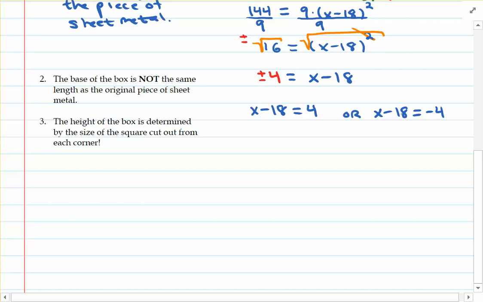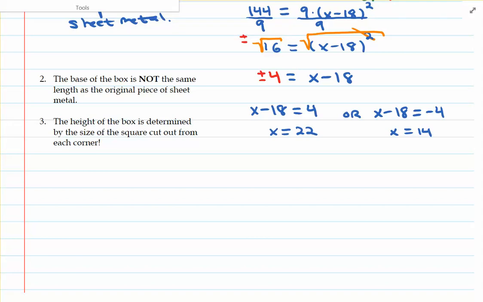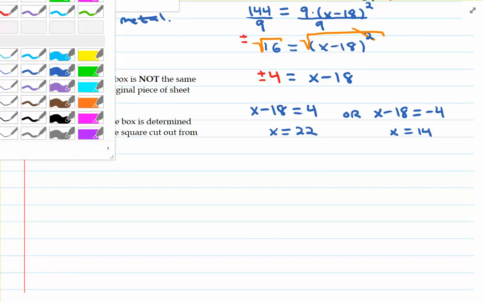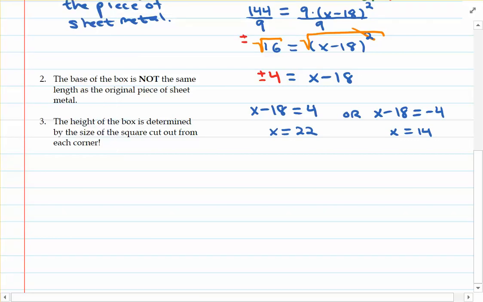All we ultimately have to do to both of these is just add 18 on either side of the equal sign. So in doing so, we get one value of x as 22, another value of x as 14. So 2 different values of x, but one of these actually does not work. And the value of x that does not work is actually x equals 14.